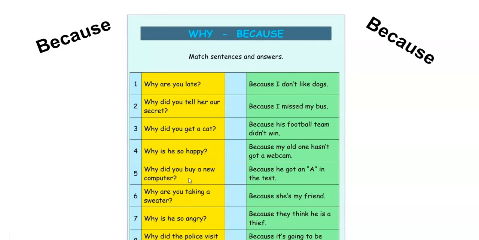Why did you buy a new computer? Well, that would be because my old one hasn't got a webcam. Why are you taking a sweater? Well, that would be because, can you see it? I think it's right here because it's going to be cold outside. Why is he so angry? Because his football team didn't win. Okay, so I think you get because. Remember, you see the word be and you see the word cause. You can also see the word use. Okay, so B-E-C-A-U-S-E, because.